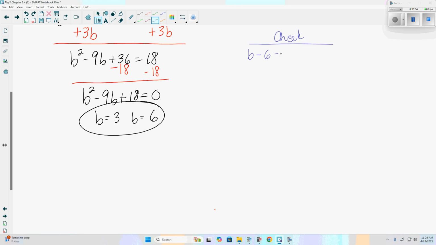b minus 6 is equal to the square root of 18 minus 3b. We're going to check both of them. Which one do we want to check first, 3 or 6? 3. Now they're both positive, so as we've seen so far, both of these should probably work.